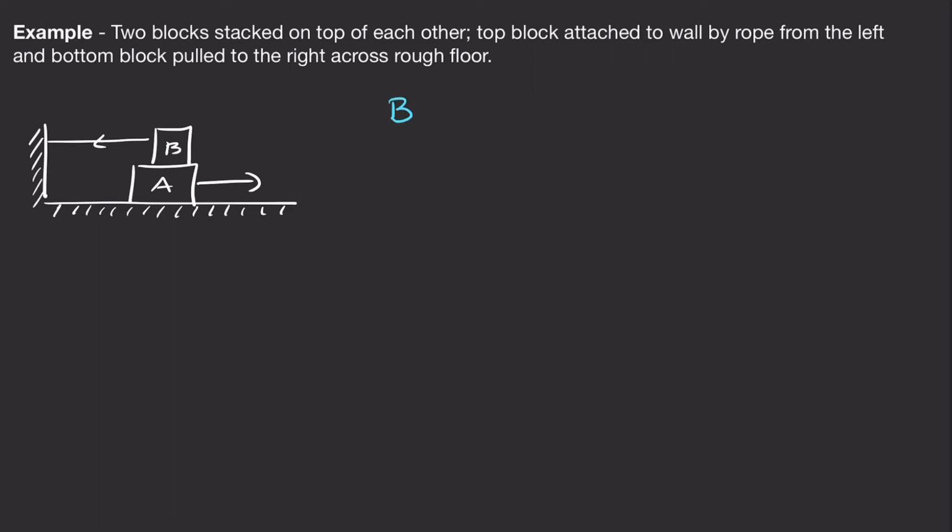Okay, so I need a free body diagram for block A. If I draw that, I have the weight of block A. I also have a force from block B that's pushing it down, so I'm going to call this force of B on A. Other people may use a different notation, but I'll call this force of B on A. And then there's a normal force from the floor acting on A. There is a tension on A, pulling it to the right.